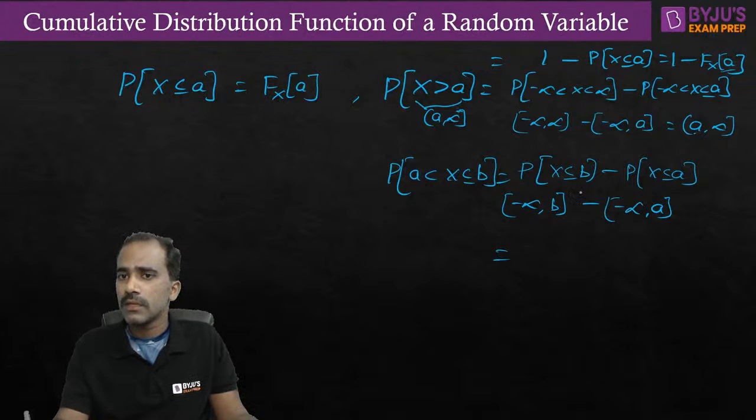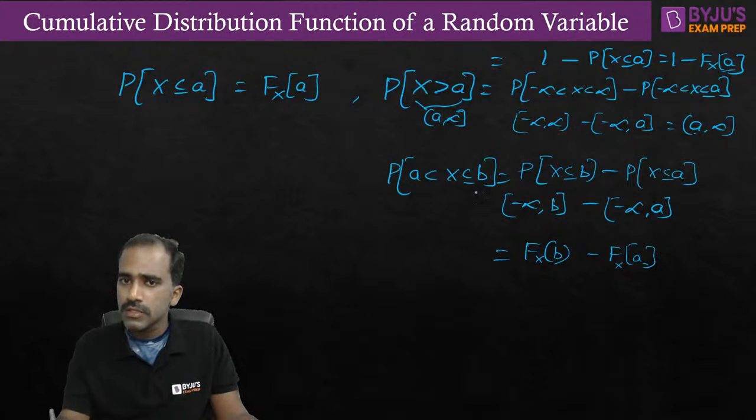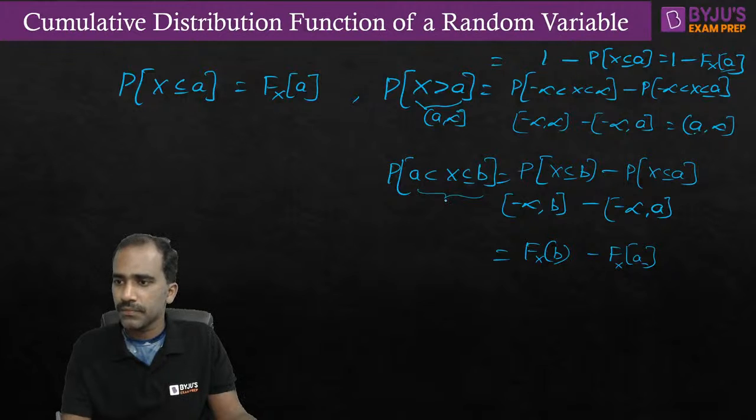Now P of X less than or equal to B, if you write it using CDF, is the CDF value at B, minus the CDF value at A. So whenever you see this range form, you can express it as the CDF value at this point minus the CDF value at that point, and the subtraction will give you this value. When it is greater than, it is 1 minus the CDF value at this point. Very simple. Only these three formats you'll be seeing: 1, 2, and 3.